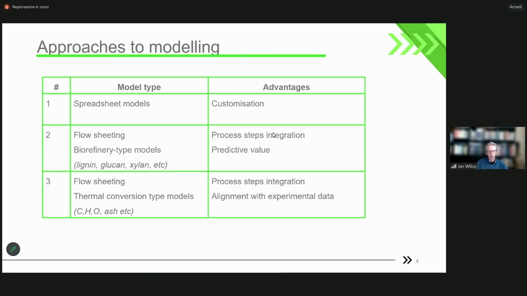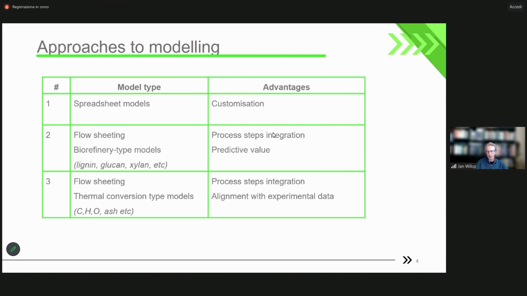So to go to more integrated models and more flexible models, we would need flowsheet modeling. And there are two approaches there. One is the biorefinery type of modeling, in which you address the composition of the biomass in terms of lignin content, glucan, xylan, ash, etc. There you can do the integration, and there's significant predictive value if you know the kinetics well, if you have a lot of experimental data.